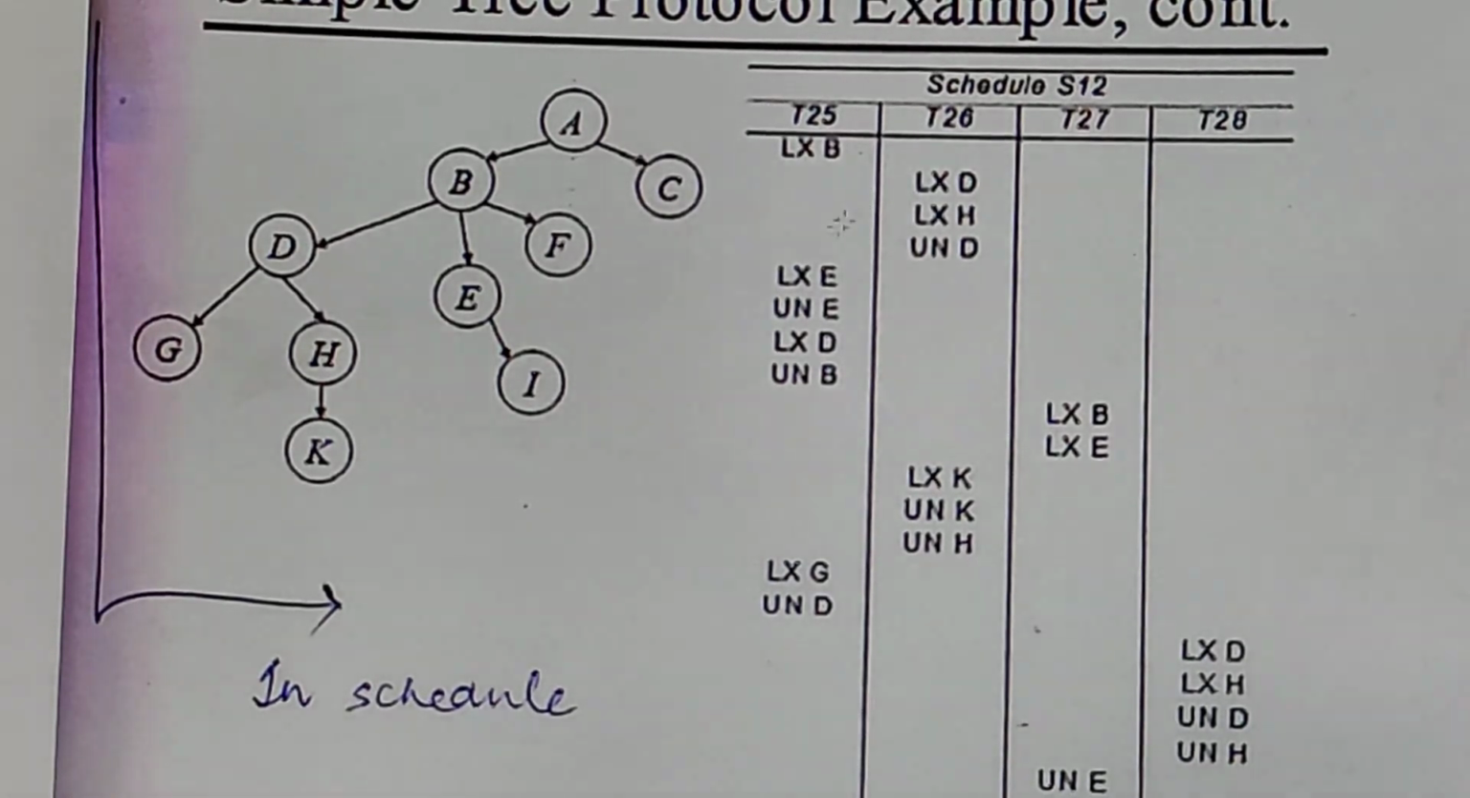In short, you can see this. When transaction T25 wants to lock data item E and data item D, the transaction T25 has to have a lock on data item B. If B is not locked, then D and E cannot be accessed, right? To access D and E, B needs to be locked. Not all the parents, not the whole branch, but to access D and E, B needs to be locked, right? So this is one of the sequences.